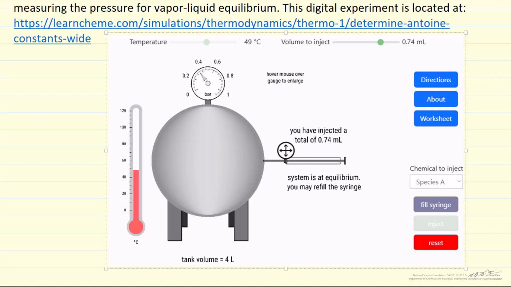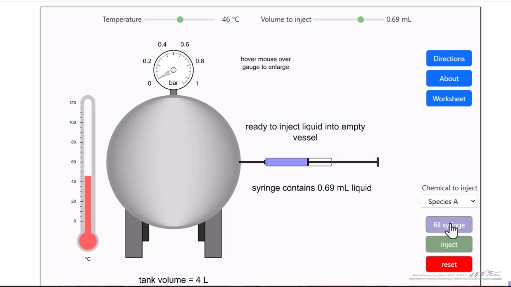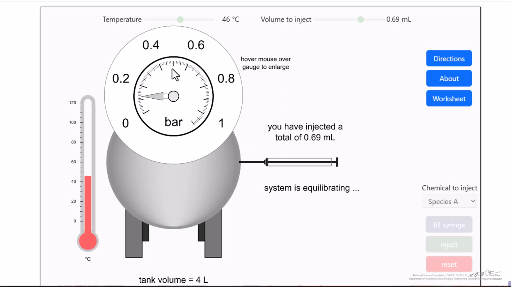Let's look at this digital experiment. So here's the simulation where we can set the temperature. We can select the volume to inject. We can then fill the syringe and we inject the syringe. And now it's going to take some time for the system to reach equilibrium. We inject the liquid, some of it or all of it has to vaporize. So the system's reaching equilibrium.